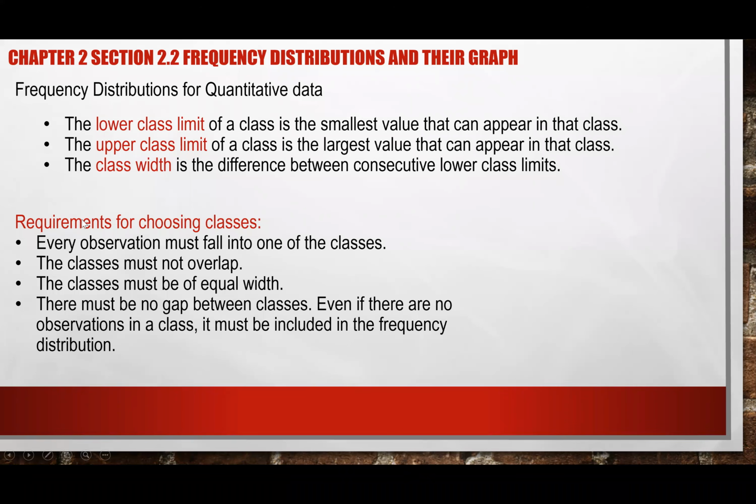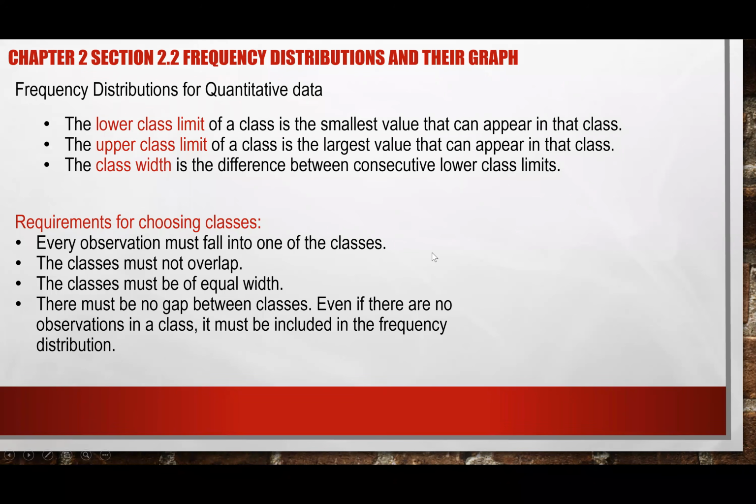So the recommendation, or rather requirement, which is stronger than recommendation, for your class is, again, every observation, all of your data, has to be in a class, right? And your classes cannot overlap, meaning one number cannot be in one class and also in another class. And each class has to be equal, meaning we cannot have one class with 10 data and the other class with 12 data, right? And again, there's no gap in between, meaning from one boundary to the next, there's no gap, okay?